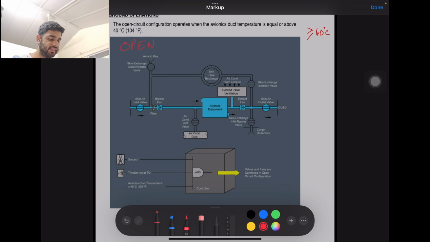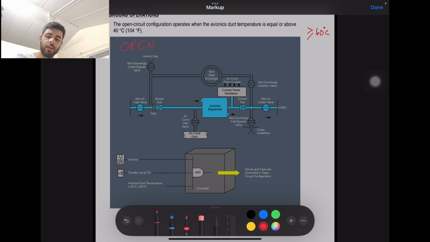If you've noticed, it's very simple. Now the open config has a very easy way to remember it. Your skin air inlet valve and outlet valve will be open. Rest all your valves are closed. I'm not going to be considering this air conditioning inlet valve until we reach an abnormal situation.